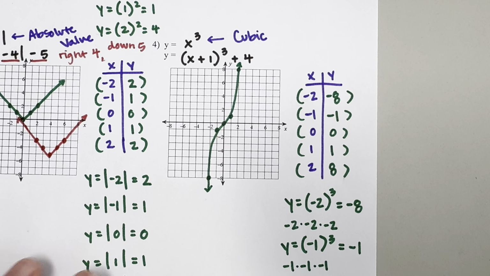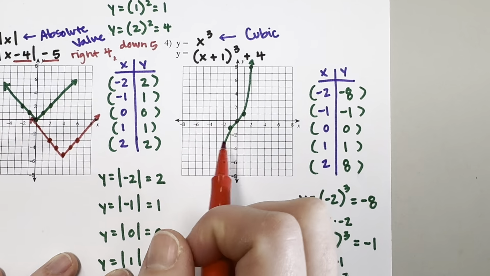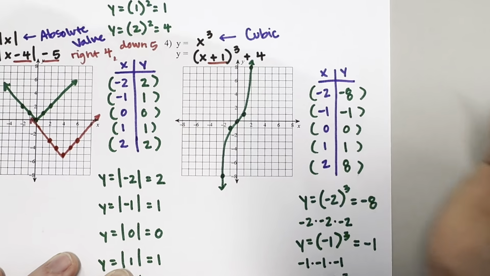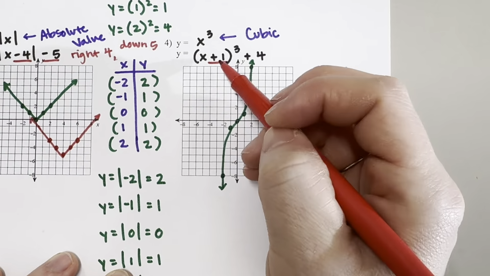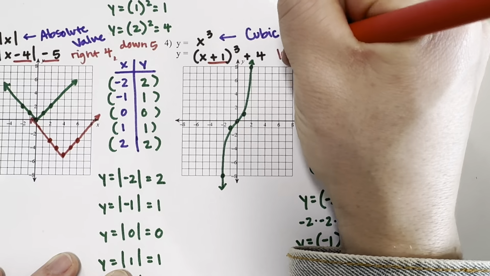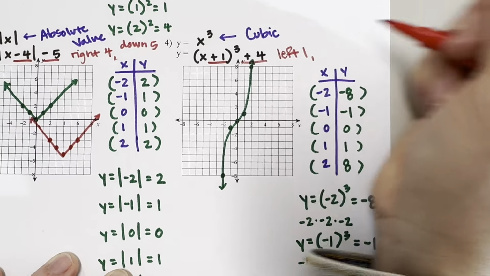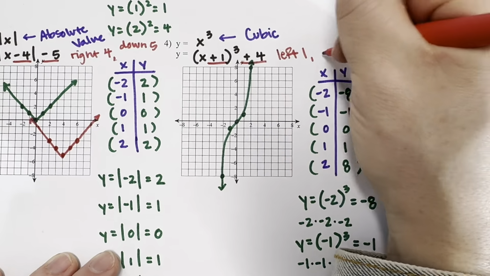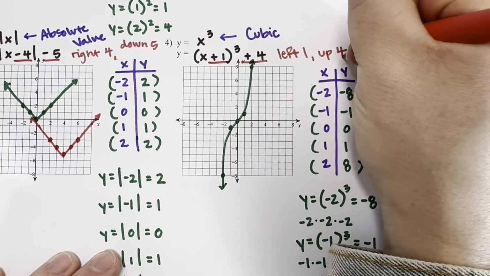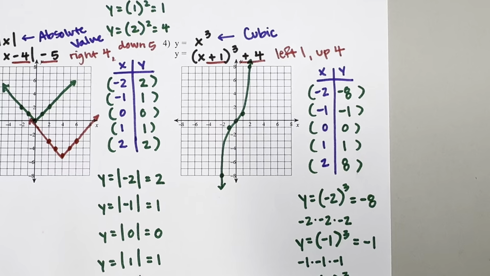Now let's decide how it's been transformed, this new function here. On the inside is left and right. Plus means we're going left. So we're going to take this guy left 1 unit. On the outside is up and down. It's plus 4, up 4. To the left 1, up 4.